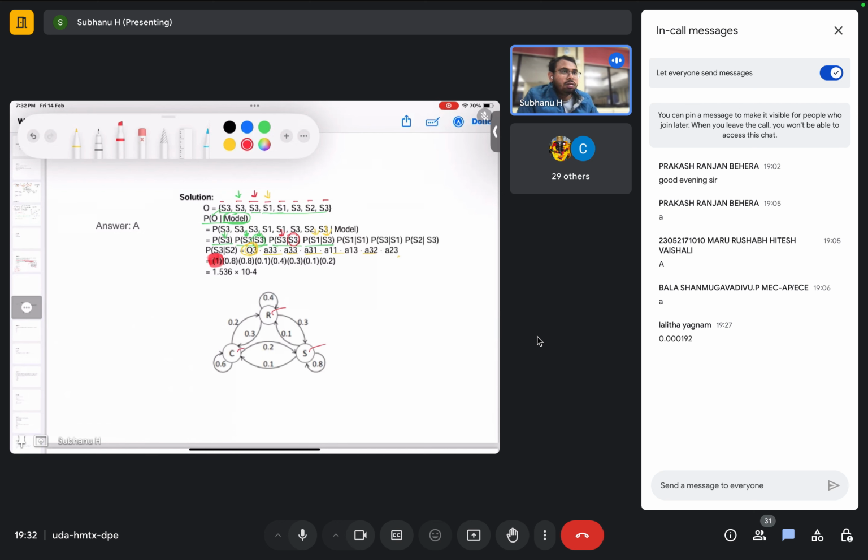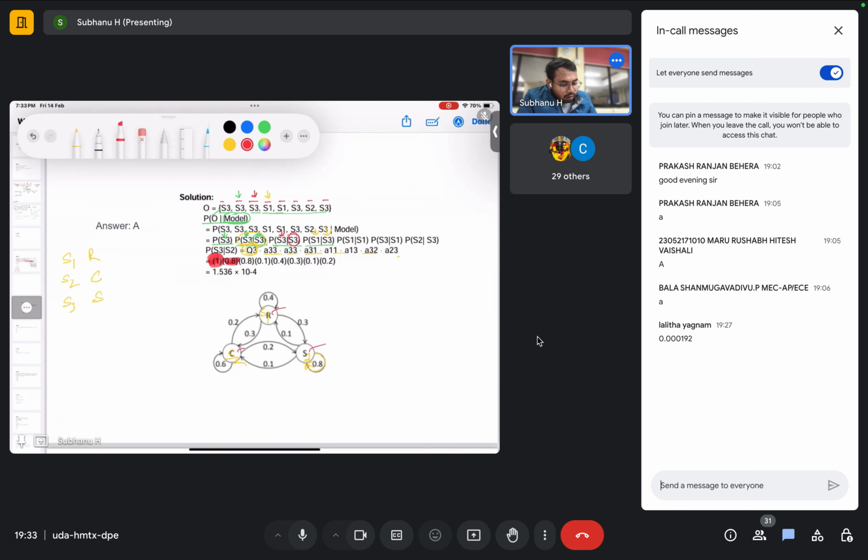Let me write it down here. So S1, S2, S3. S1 was rainy, S2 was cloudy, and S3 is sunny. So this means that I can rewrite this as S1, I can rewrite this as S3, and I can rewrite this as S2. Got it? So what is the probability of S3 given S3? That means S3 given S3, this one, 0.8. So that's why this is 0.8.